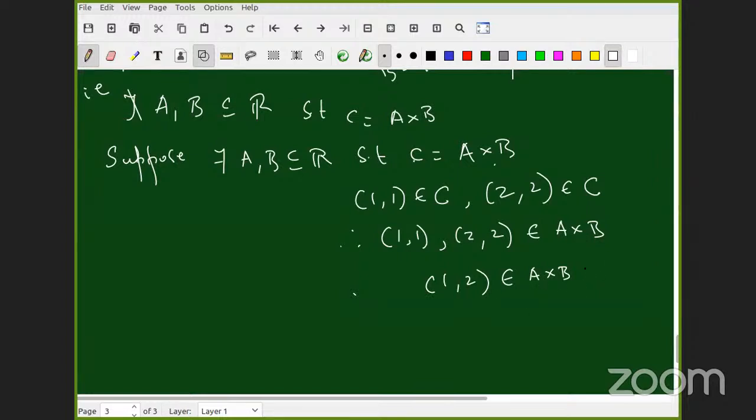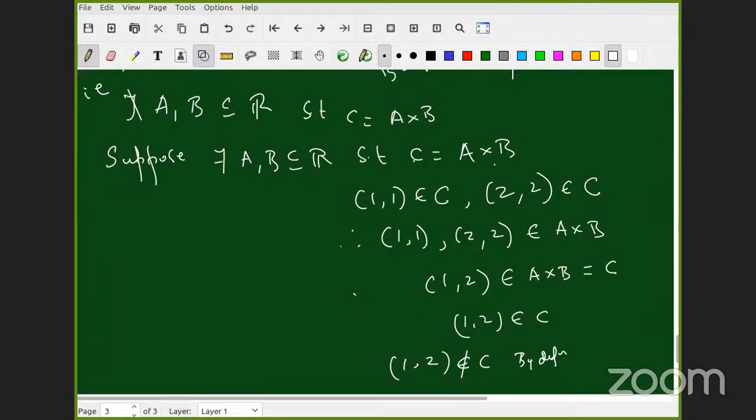So 1 belongs to A and 2 belongs to B, therefore the ordered pair 1 comma 2 belongs to A cross B. But what is A cross B? A cross B is the line y equal to x, the set we called C. So we have 1, 2 belongs to C. But by definition of C, the line y equal to x, 1, 2 does not belong to C. Therefore we have a contradiction. On one hand, we have 1, 2 in C, but by definition of C, 1, 2 is not in C.